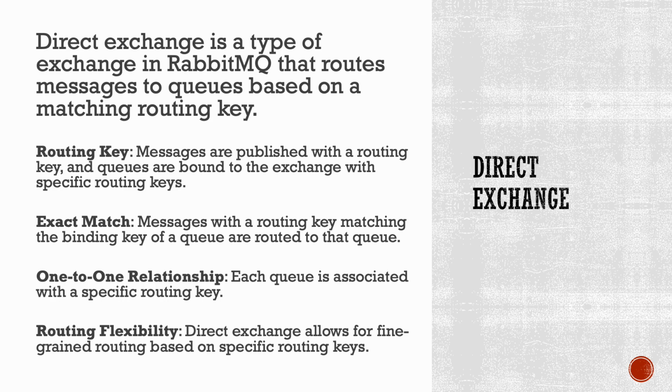Routing key. When a message is published, it is associated with a routing key. Queues are bound to the direct exchange with specific routing keys. Exact match. Messages with a routing key matching the binding key of a queue are routed to that specific queue. Direct exchange performs an exact match between the routing key and the binding key of the queues. One-to-one relationship. In direct exchange, each queue is associated with a specific routing key. This enables a direct mapping between routing keys and queues.